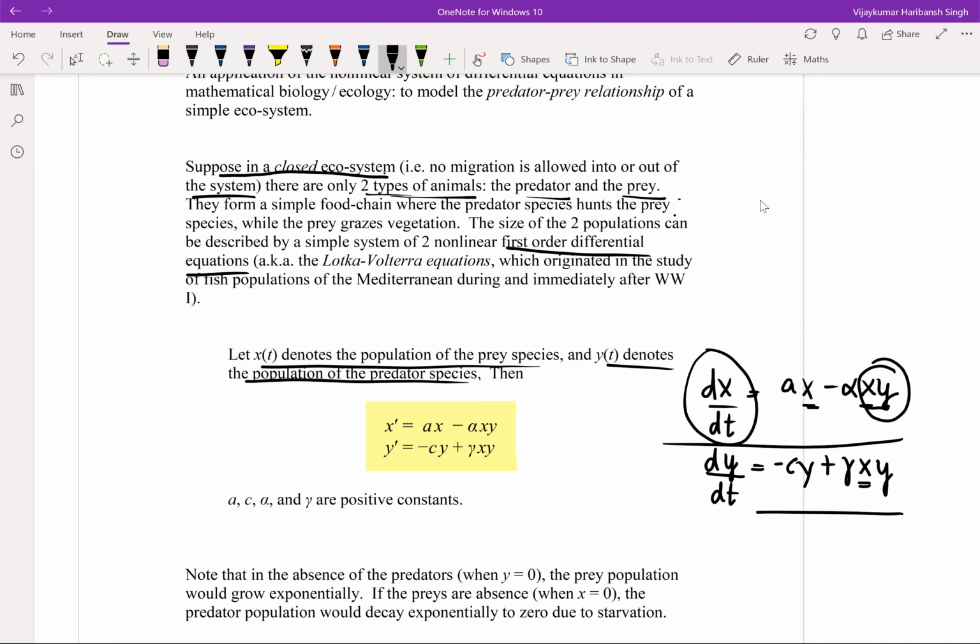This part decides whether they're linear. So they're nonlinear because you have x and y multiplied together. However, they are first order because you have only first-order derivatives involved in it. So this gives you a system of differential equations, and this is what we are going to study for this part of the lecture, right?